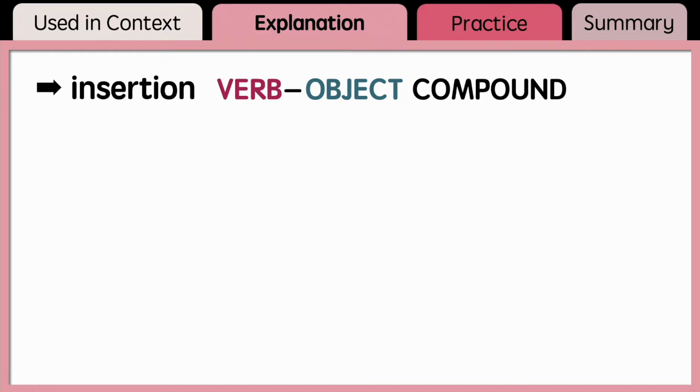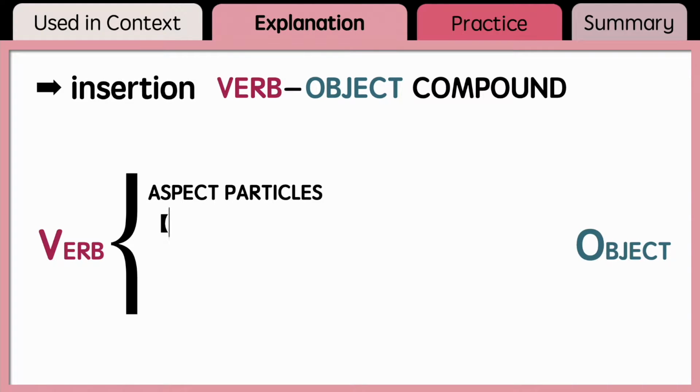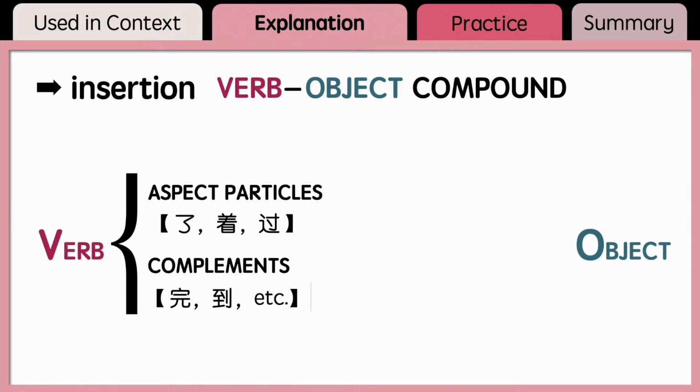The key to the usage of verb-object compounds is to know that when separated, the verb part functions as an actual verb, and the object part functions as an actual object. Thus, you can place aspect particles such as 了, 着, 过, or complements such as 完 or 到 immediately after the verb part of this compound. You can also place attributes immediately before the object part.